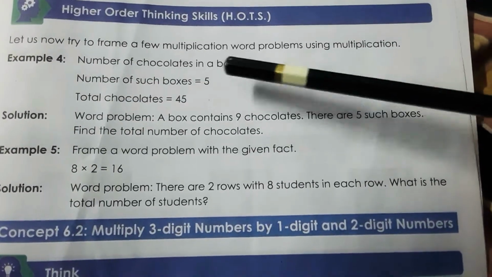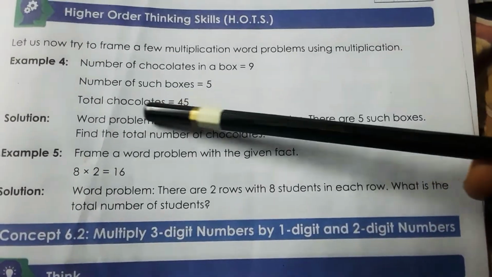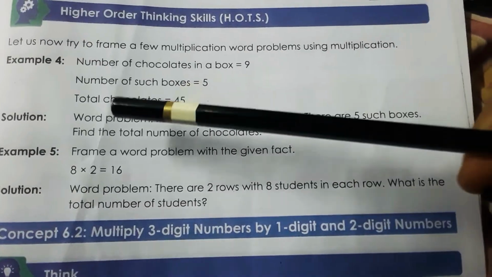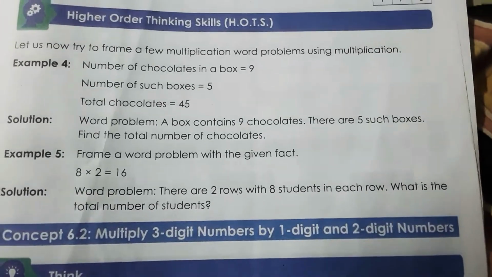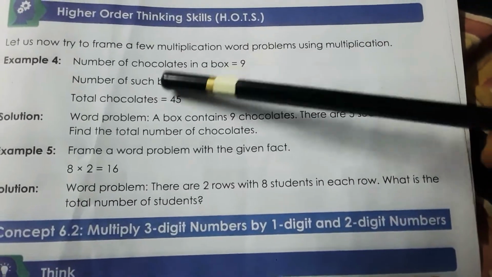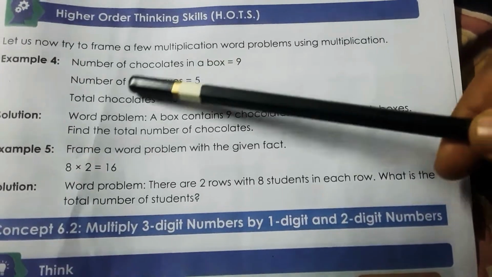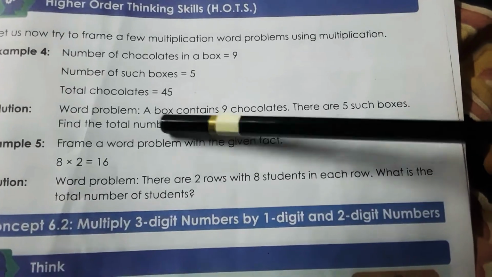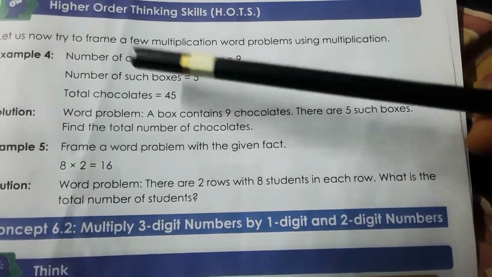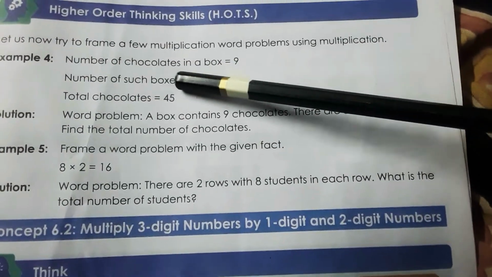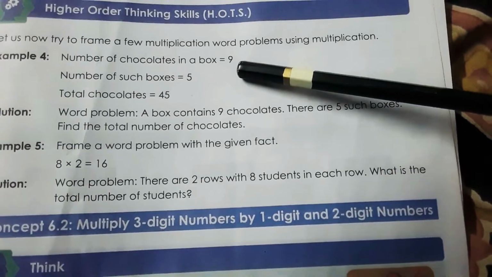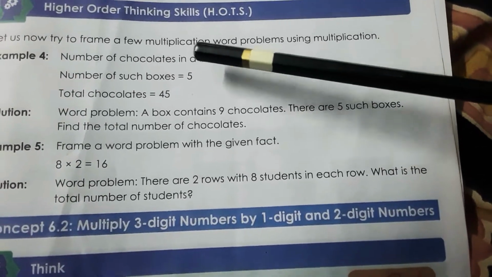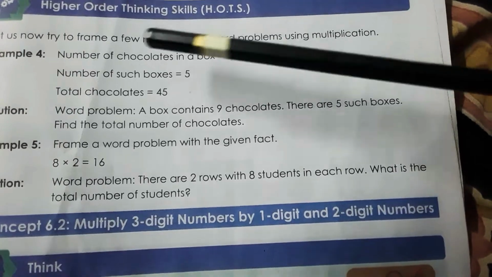Number of chocolates in a box is equal to 9. Number of such boxes is equal to 5. Total chocolates is equal to 45. So children, here by taking these all answers, you can frame a word problem. Okay. So how we can write? We know here number of chocolates in a box is given 9. So we can write a box contains 9 chocolates.